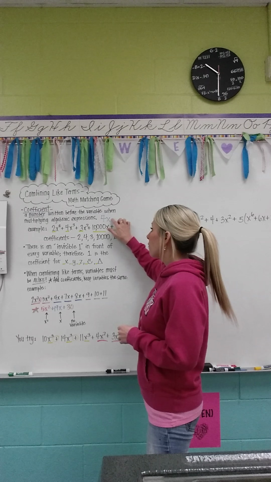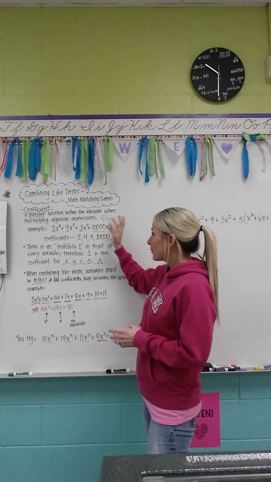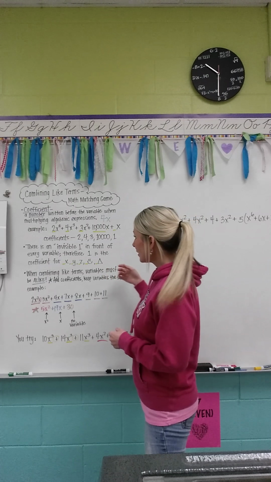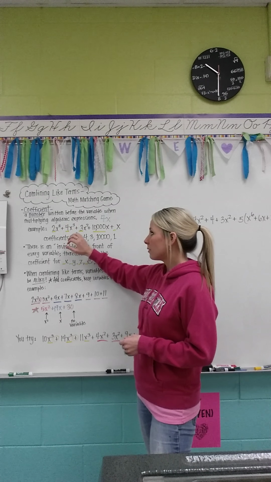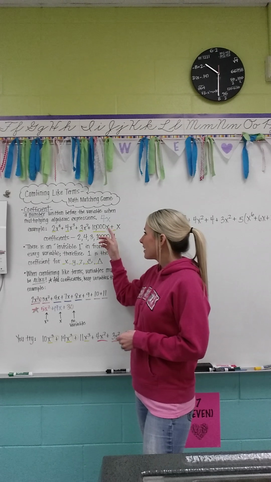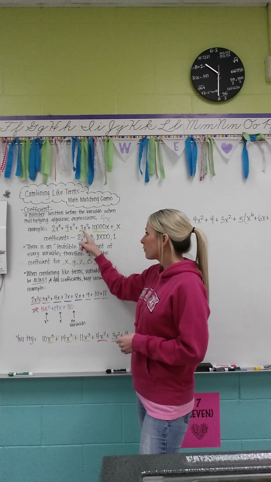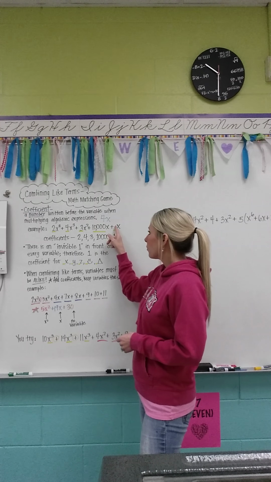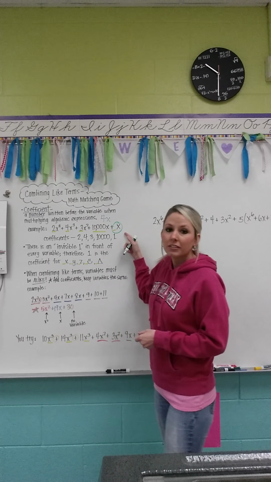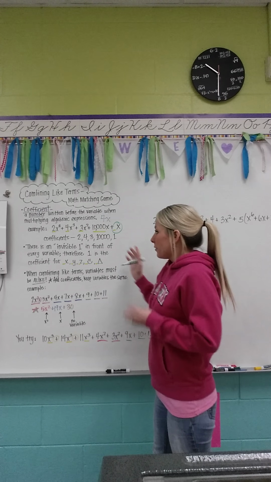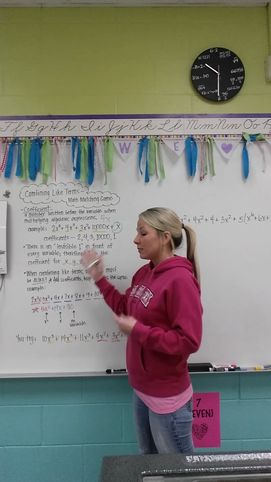For example, if you have 4x, the number written before the variable is 4, so the coefficient is going to be 4. Okay, so for example, if I have 2x to the 4th power plus 4x to the 3rd power plus 2x squared plus 10,000x plus x, my coefficients are 2, 4, 2, 10,000, and 1. Now, a lot of people are wondering, how come this coefficient is 1? There's nothing there. So, there's an invisible 1 in front of every variable.